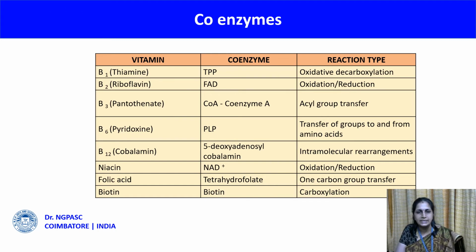Tetrahydrofolate is a coenzyme derived from folic acid and it takes part in one carbon group transfer. Biotin, which is a coenzyme, is involved in carboxylation reactions. So these are some of the coenzymes and the reaction types which they participate in.